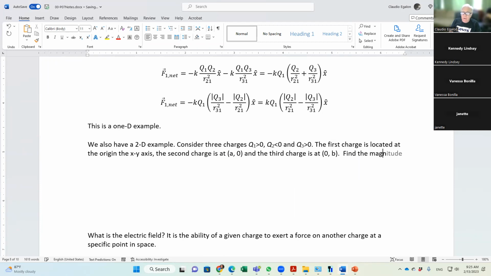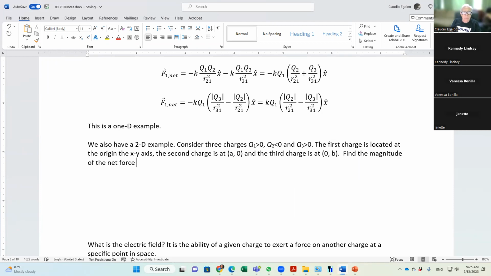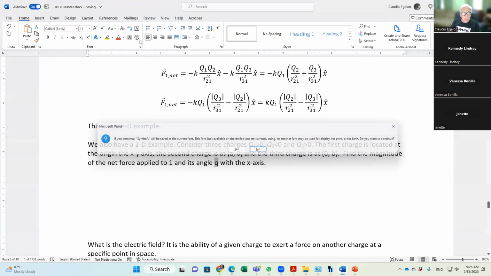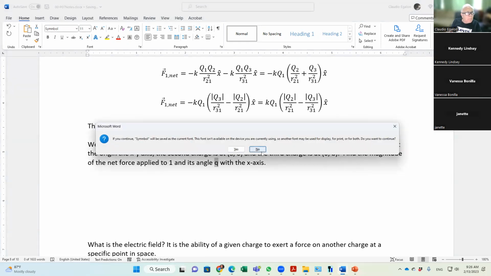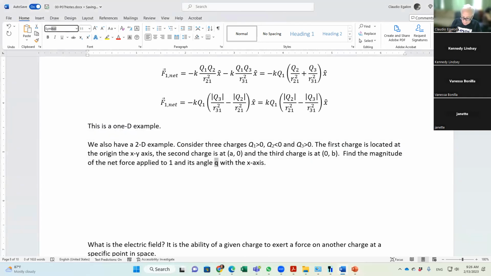Find the magnitude of the net force applied to 1, and its angle theta with the x-axis, in terms of the given parameters.